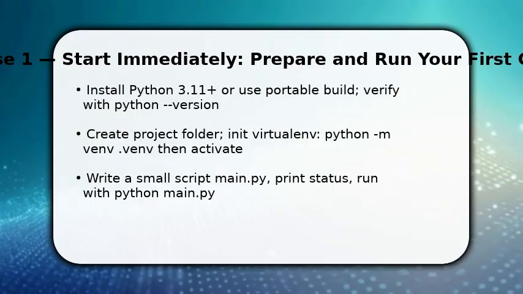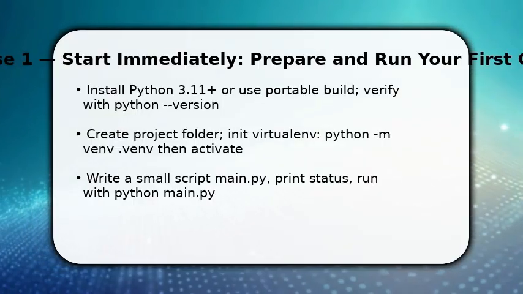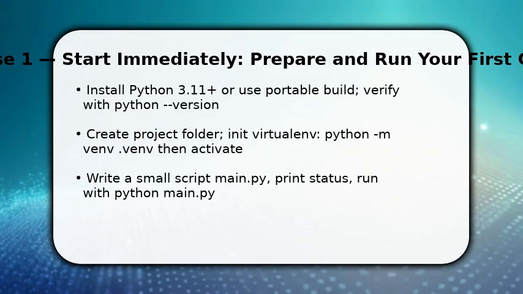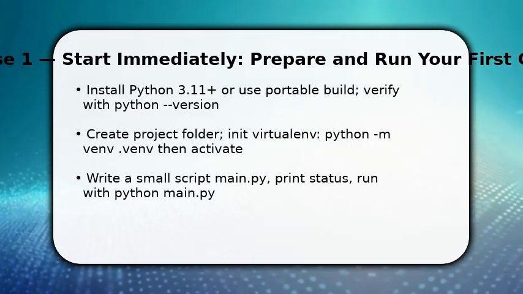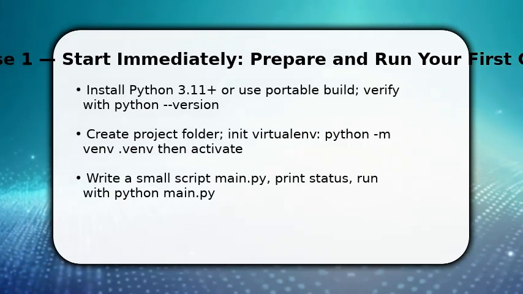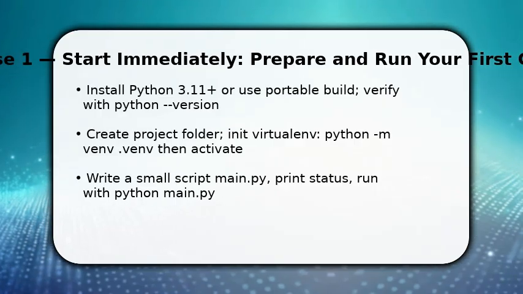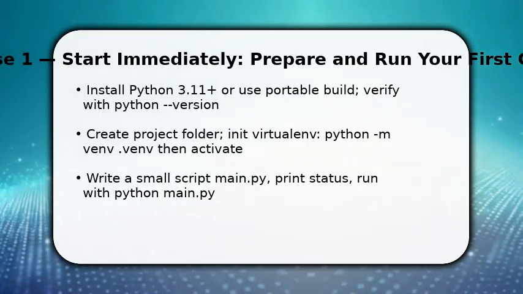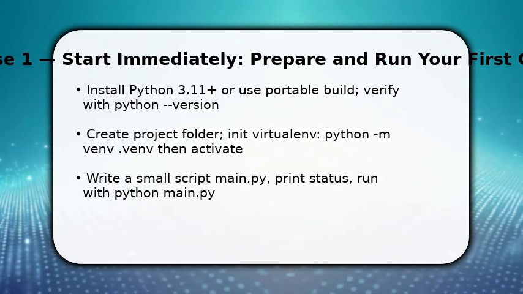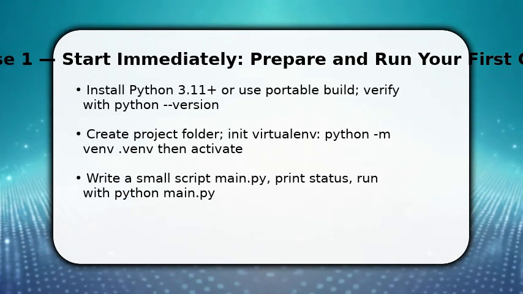Next, write a tiny main.py that prints a quick status line and run it with python main.py to confirm execution. This proves the runtime works, avoids global conflicts, and gives immediate feedback so you can iterate fast. You now expand into reliable development practices.